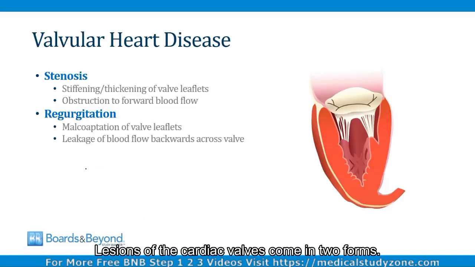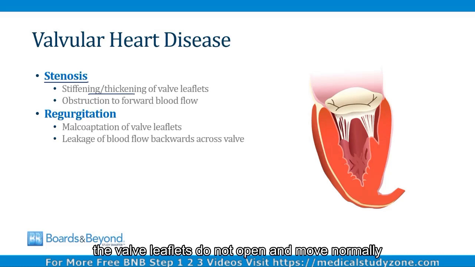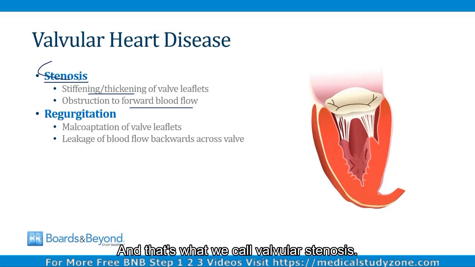Lesions of the cardiac valves come in two forms. The first is stenosis. When valves in the heart become stiff and thickened, the valve leaflets do not open and move normally, and this causes an obstruction to forward blood flow, and that's what we call valvular stenosis.